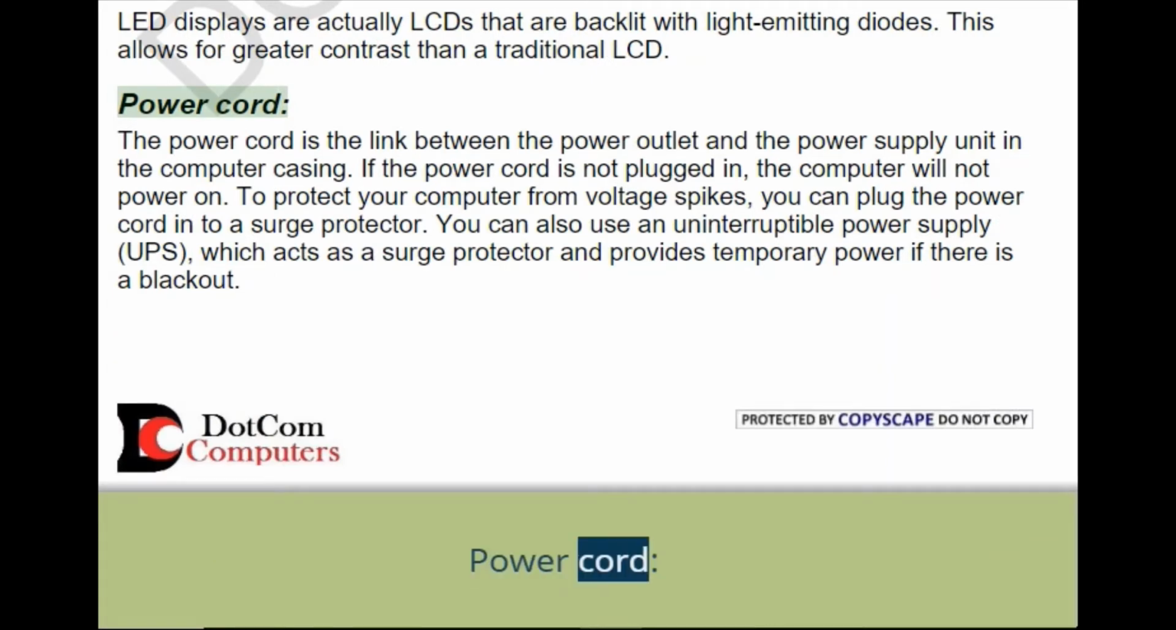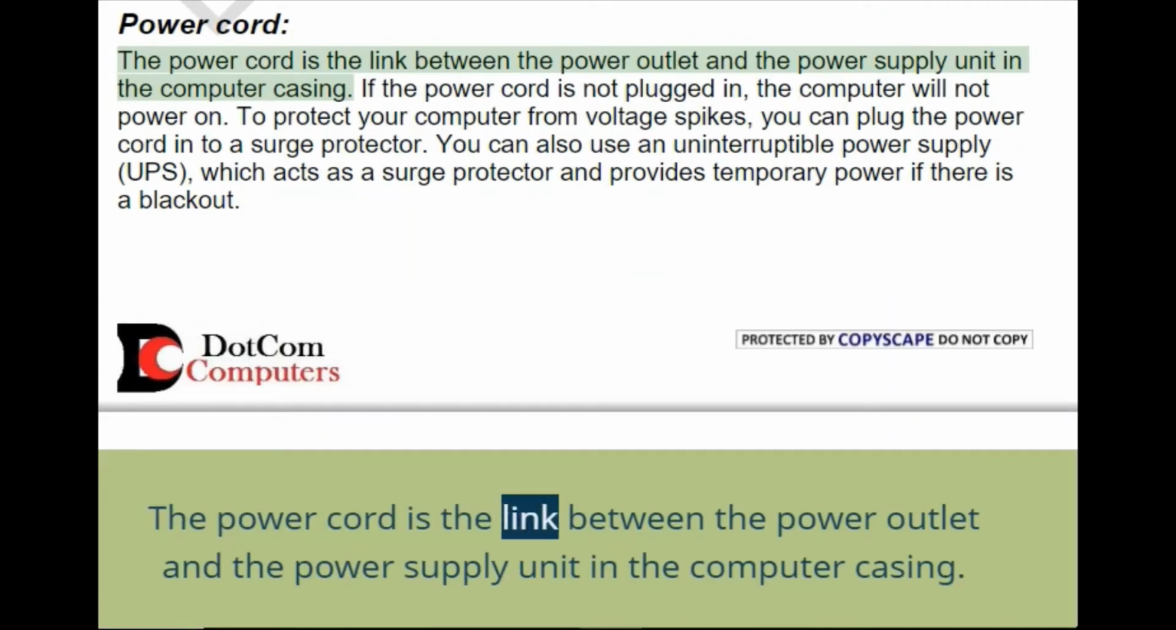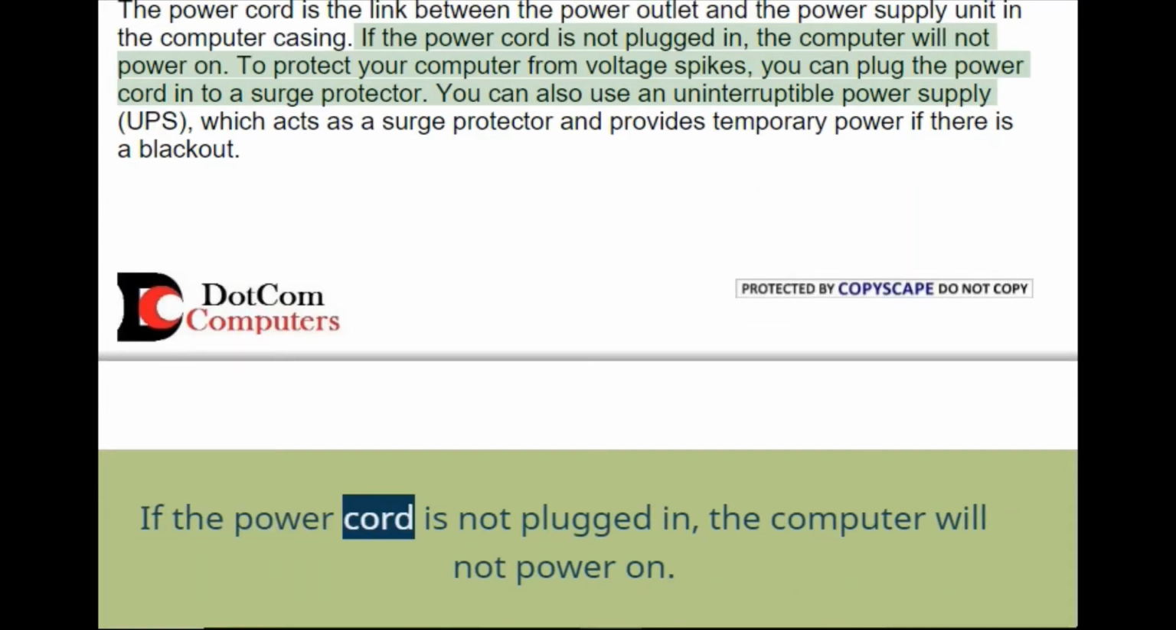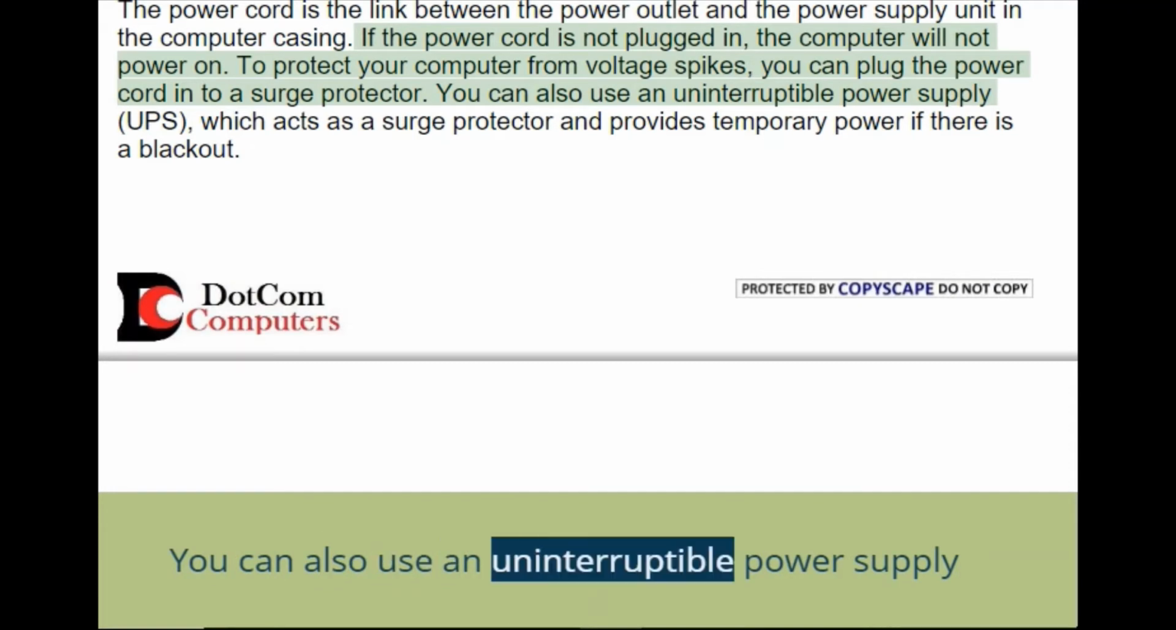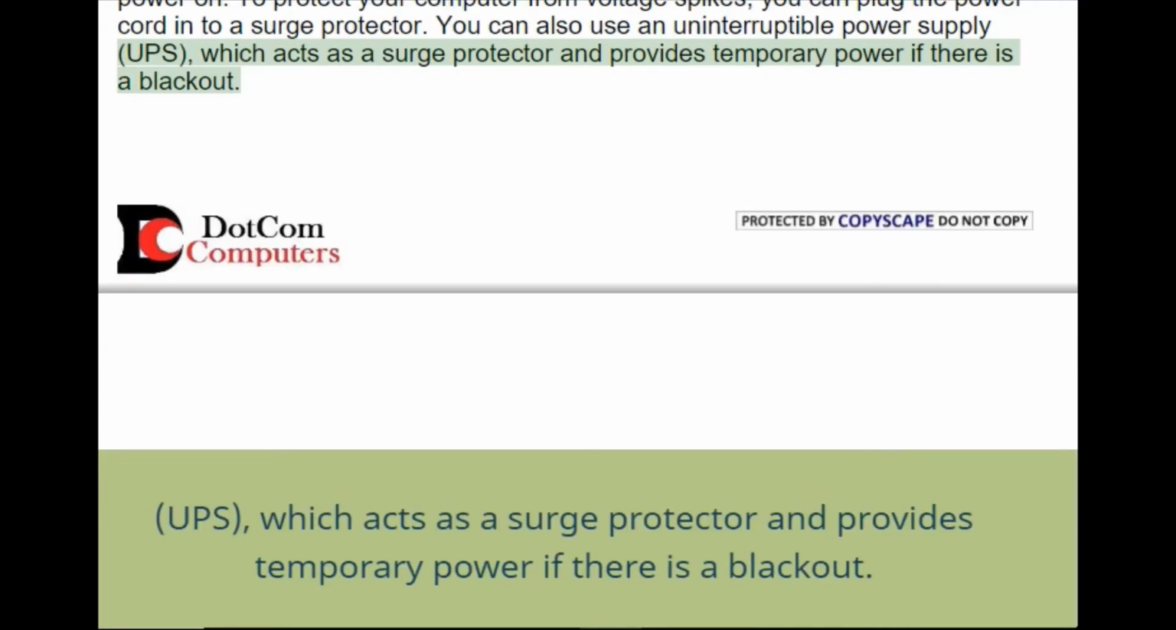Power cord. The power cord is the link between the power outlet and the power supply unit in the computer casing. If the power cord is not plugged in, the computer will not power on. To protect your computer from voltage spikes, you can plug the power cord into a surge protector. You can also use an uninterruptible power supply, UPS, which acts as a surge protector and provides temporary power if there is a blackout.